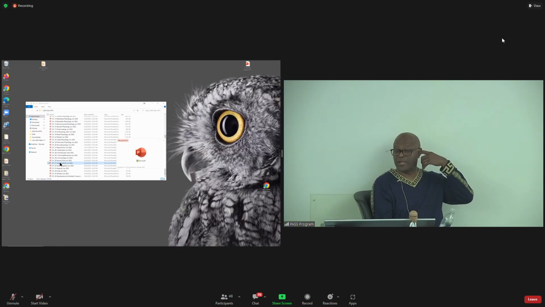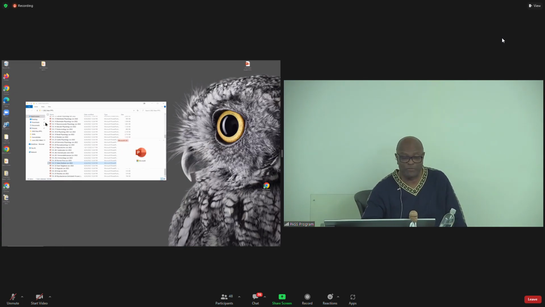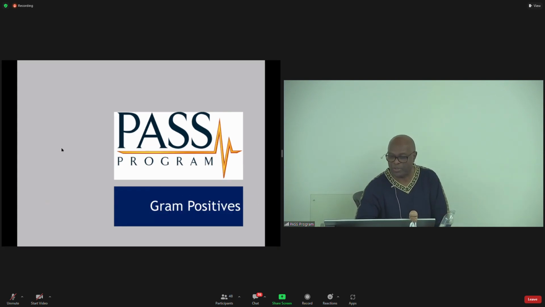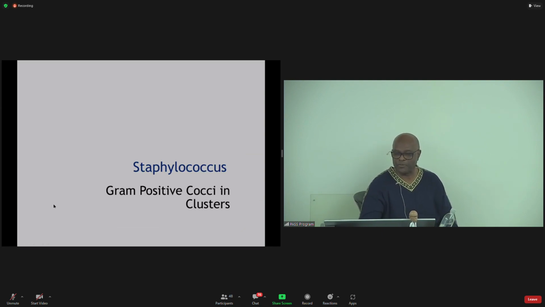On the floor, it goes fast. But I got to go through the infections caused by the bugs. So get ready. Most of it is just buzzwords, folks. It goes very quickly. So gram-positive, first group, Staphylococcus, gram-positive cocci in clusters.